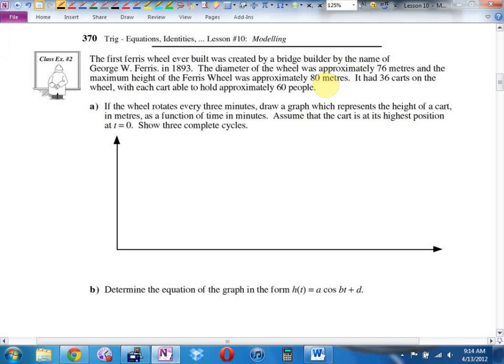The view was spectacular. It had 36 carts, one every 10 degrees, conveniently. Each car held 60 people. How many people could fit on this? Can someone go 36 times 60? Yes? How many did this take at a time? Basically 2,200 people at a time.